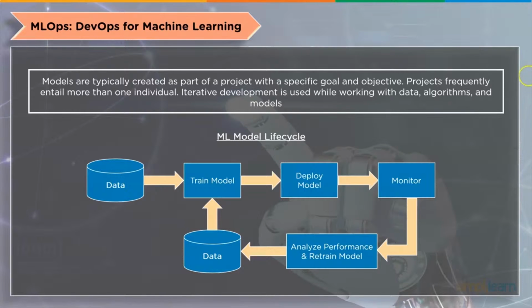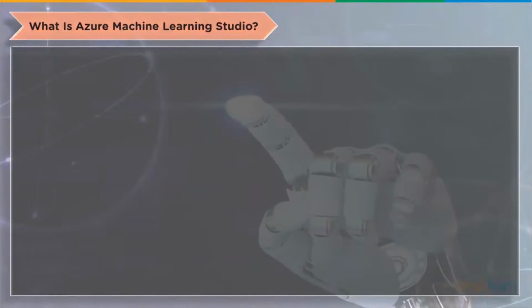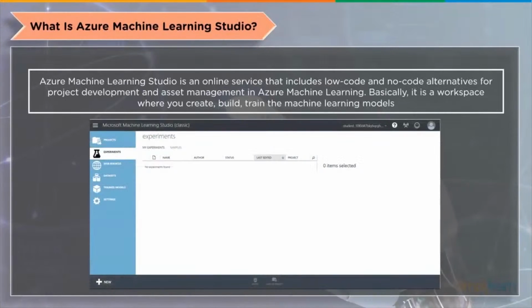Now, let's explore what is Azure ML Studio. So, Azure Machine Learning Studio is an online service that includes low-code and no-code alternatives for project development and asset management in Azure Machine Learning. Basically, it is a workspace where you can create, build, and train machine learning models. For an inclusive data science platform, the studio integrates no-code and code-first experiences.